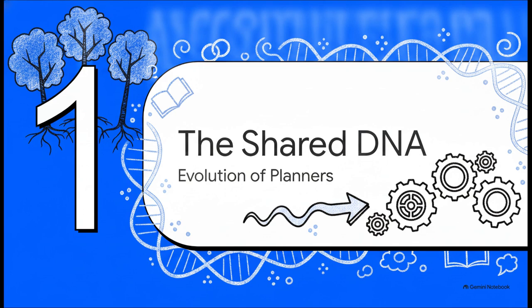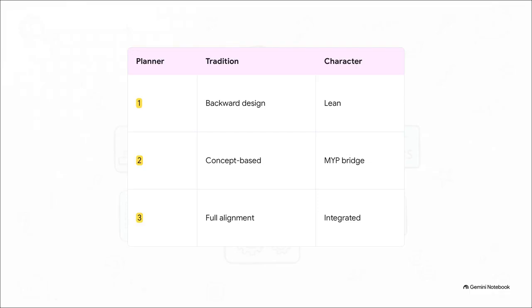The Planner's Shared DNA. Now, it's absolutely crucial to realize that these 3 templates aren't just completely different, random ideas plucked out of thin air. They're actually an evolution of a shared lineage. You can almost think of them like houses built in the exact same neighborhood. Planner 1, that's your streamlined starter home. It's lean, it's pragmatic. Planner 2 adds a conceptual second story, drawing really heavily on MYP traditions. And Planner 3 is basically the fully integrated, heavily engineered mansion.